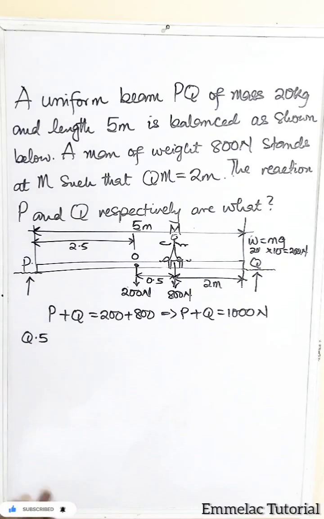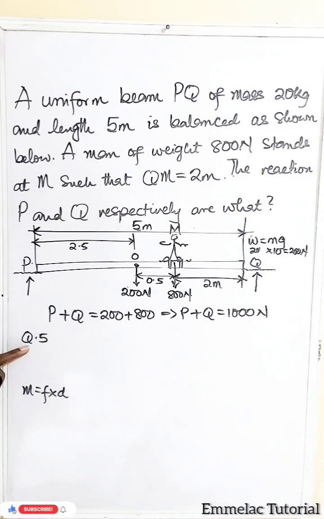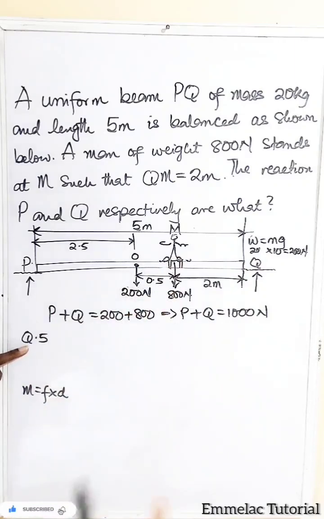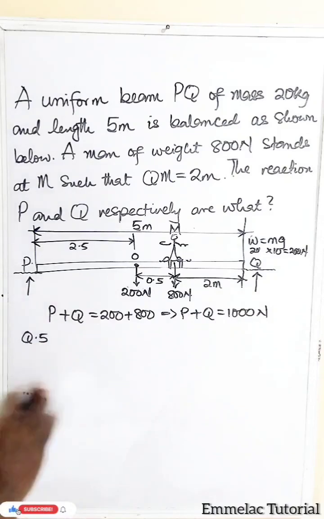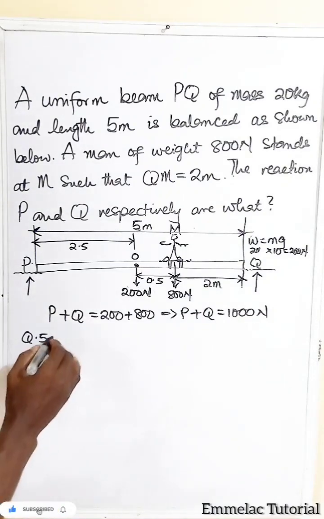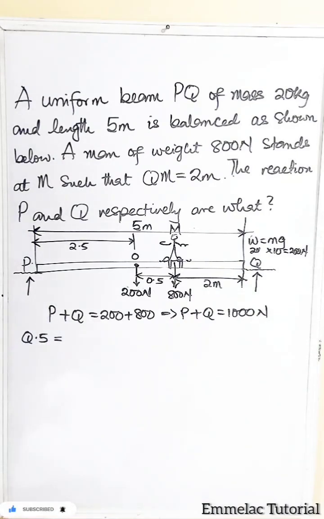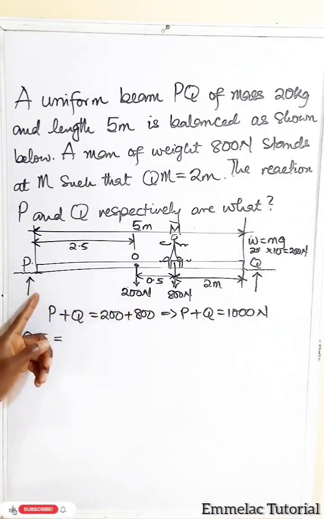Now take note that the moment equals what? Force times what? Distance. Okay, and the reaction of Q against this beam is the force, and the distance from P, because we are taking moment about P, is what? The distance from P to Q here is 5. Okay, and it must be equal to the total of 200 to P and 800 to P.